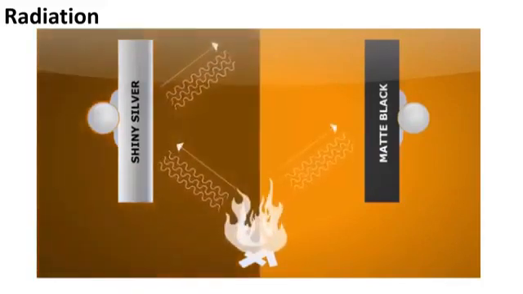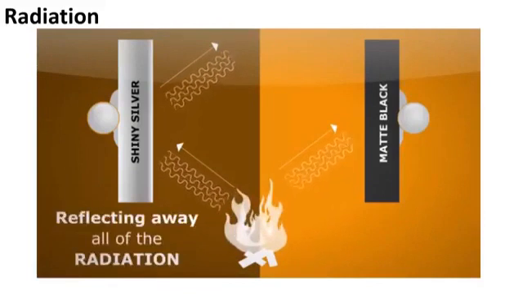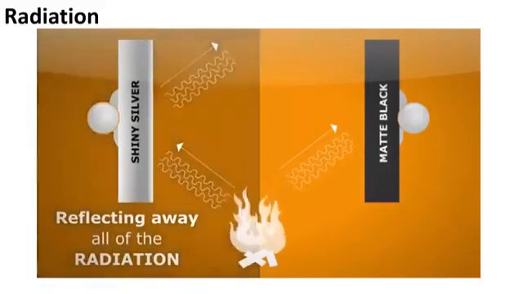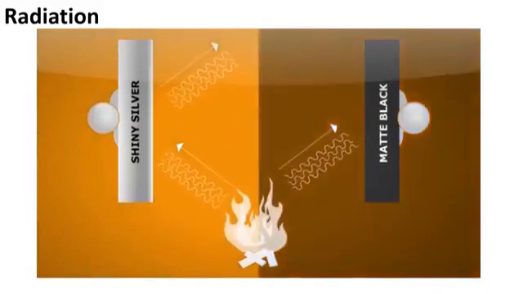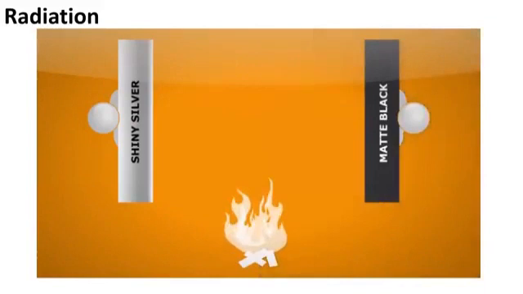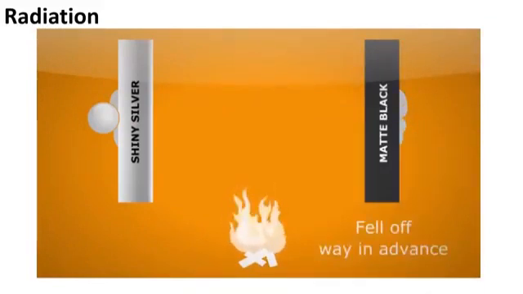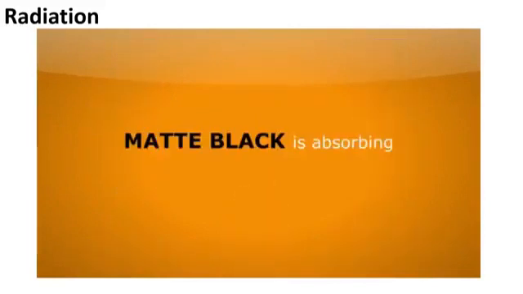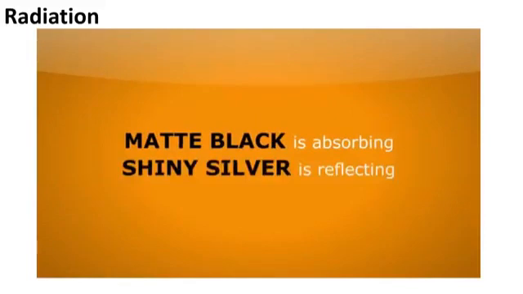Well, first off, I can notice that the shiny silvery surface is reflecting away all of the radiation. The matte black surface seems to be absorbing all that radiation. So I'm going on, there we go. The matte black fell off way in advance of the shiny silvery one. The shiny silvery one's still pretty stuck on there. And we can see why. It's because matte black is absorbing all that radiation, shiny silvery is reflecting it.